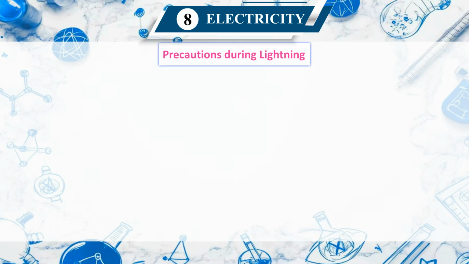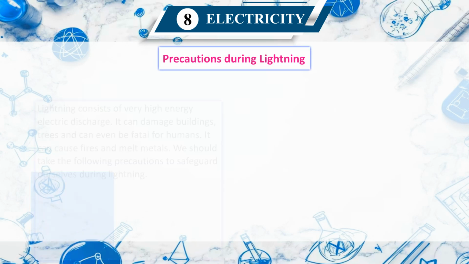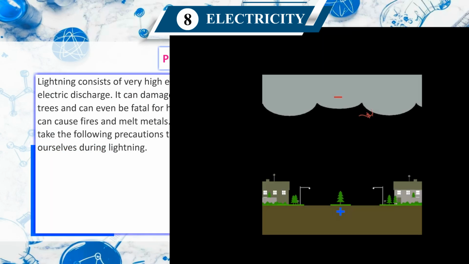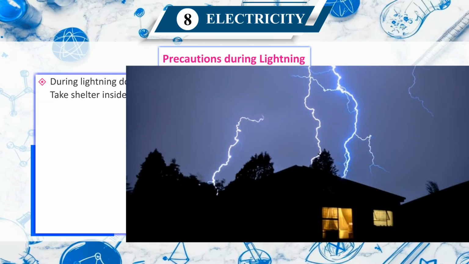Precautions during lightning. Lightning consists of very high energy electric discharge. It can damage buildings, trees, and can even be fatal for humans. It can cause fires and melt metals. We should take the following precautions to safeguard ourselves during lightning. During lightning, do not remain in open.